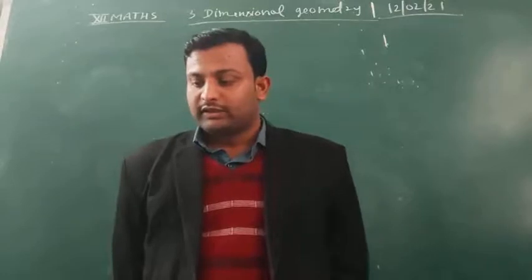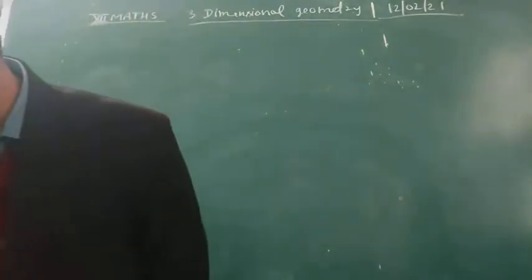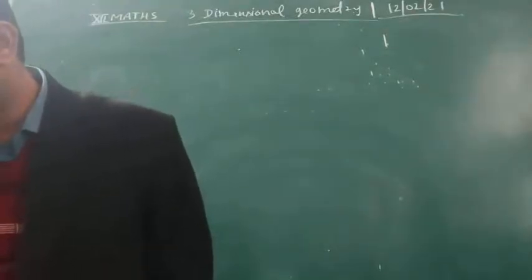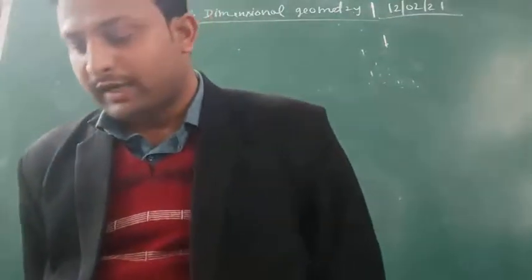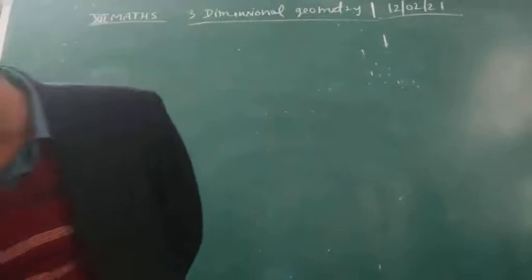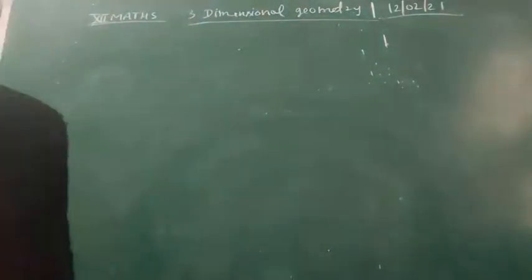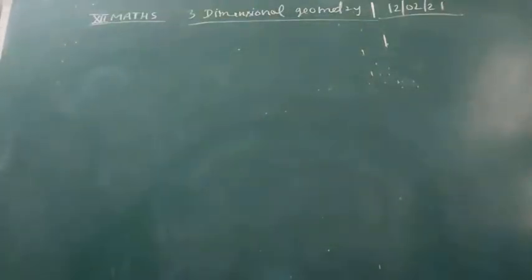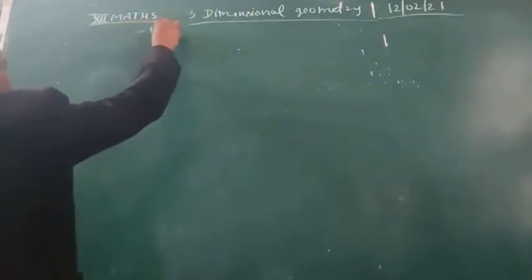Okay, so let's start. Our first question is: find the equation of the plane passing through the point -1, 3, 2 and perpendicular to each of the planes x plus 2y plus 3z is equal to 5 and 3x plus 3y plus z is equal to 0. So we have to find the equation of the plane which is passing through the point. The point is given to us, students: -1, 3, 2.